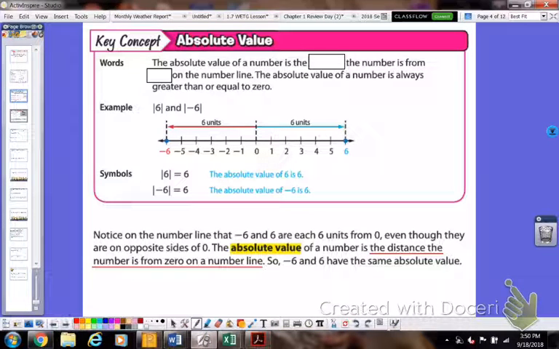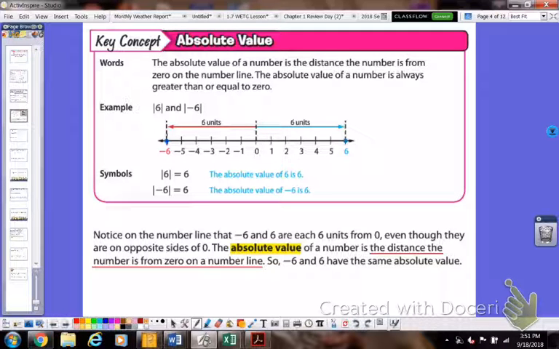All right, our next key concept here, we have a couple of them in this first lesson. The absolute value of a number is the distance the number is from 0 on the number line. The absolute value of a number is always greater than or equal to 0. So if we check out this example, we see the absolute value of 6 and the absolute value of negative 6.